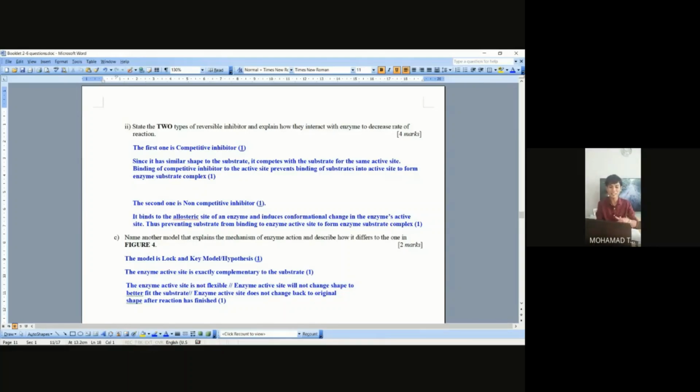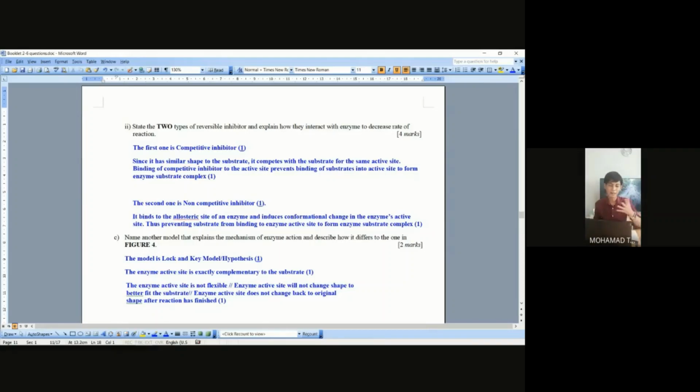Okay, so the second one is non-competitive inhibitor. You mentioned that, 1 mark. Okay, maka wajib. Okay, bila awak ada mention tu, baru saya akan tengok kepada explanation. Alright. It binds to the allosteric site of an enzyme, and induces conformational change in the enzyme's active site, thus preventing substrate from binding to enzyme active site to form enzyme substrate complex. 1 mark.